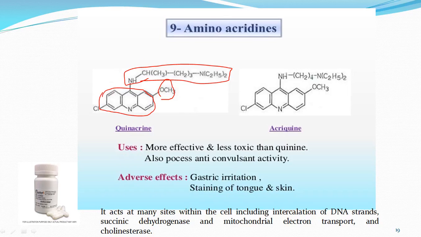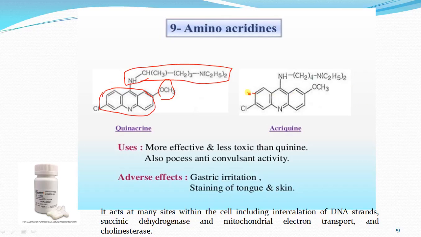This is quinacrine, then acriquine, and amino acriquine. These are the three structures of 9-aminoacridine. This amino group is substituted on the 7th position of this. This is the 7th position.